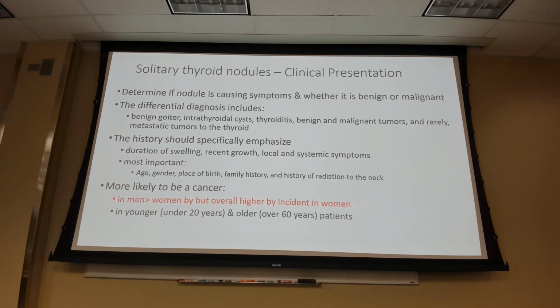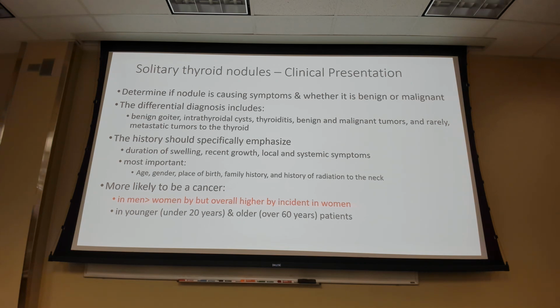All right, so what's our job? We've got to figure out if the nodule is benign or malignant, and we also have to look at symptoms it might cause too. Since it is a very vascular area and it's right next to the trachea on either side, we can have compressive effects with those nodules as well. So our differential for this one is going to be a benign goiter, intrathyroidal cysts, thyroiditis, benign and malignant tumors, and rarely metastatic tumors to that area.